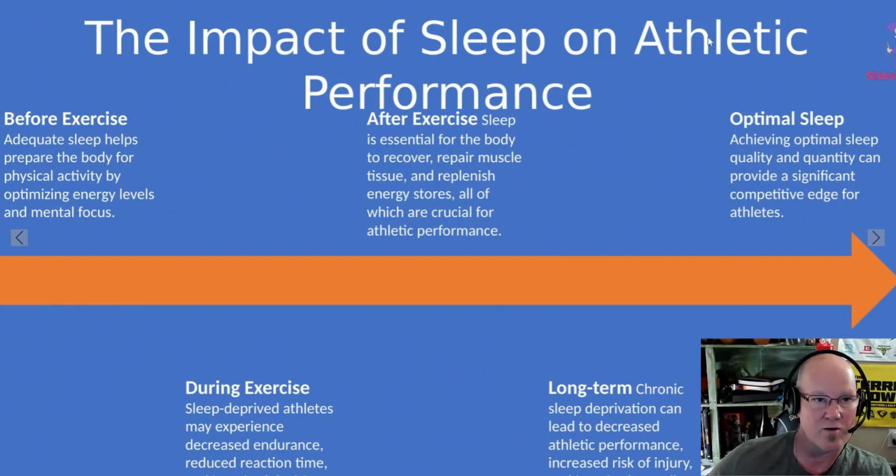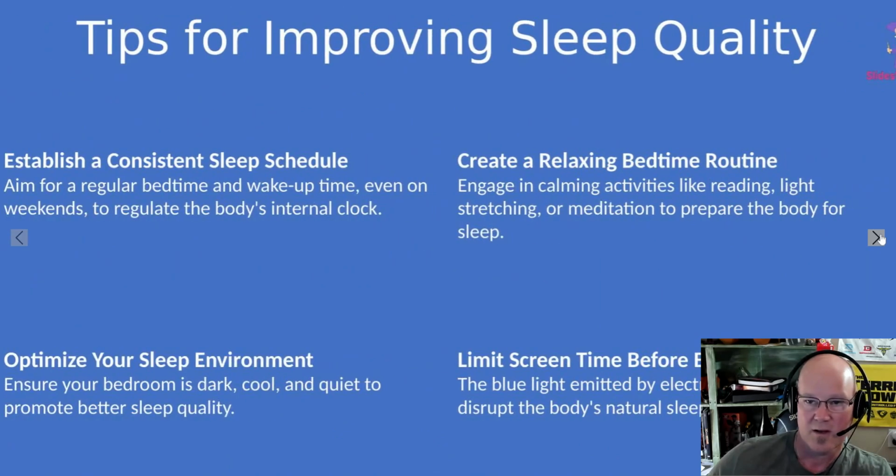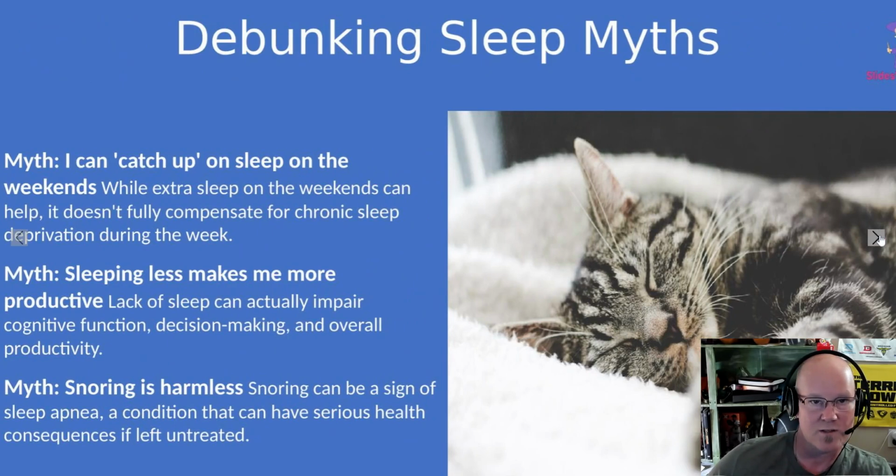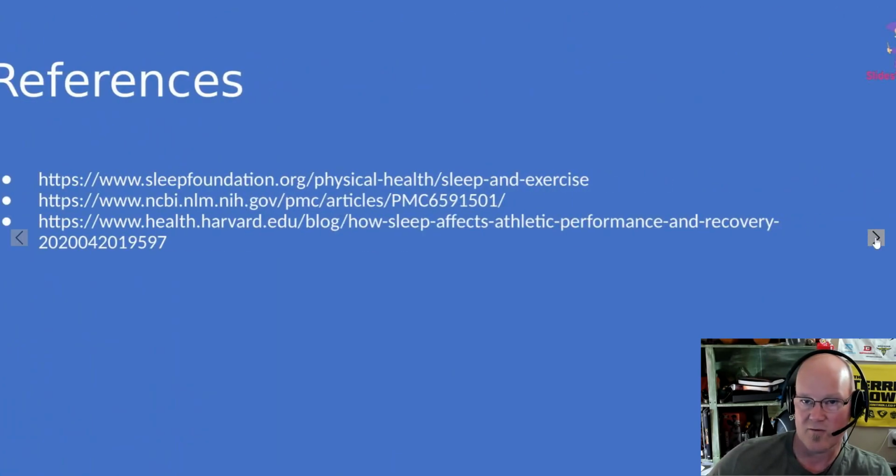Oh, look at this. It's got the impact of sleep on athletic performance, and it's got before sleep, after, optimal sleep, during exercise, long-term effects, chronic, so that's something that you can talk about. Tips to improving sleep quality: establish a consistent schedule, optimizing your sleep environment. So these are all quality things too. Let's go on to the next. Debunking some sleep myths. I can catch up on sleep. It's kind of debunked. Snoring is harmless. You got that. And of course, who doesn't like sleeping cat photos to get students involved with that?